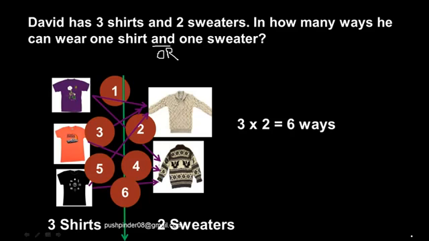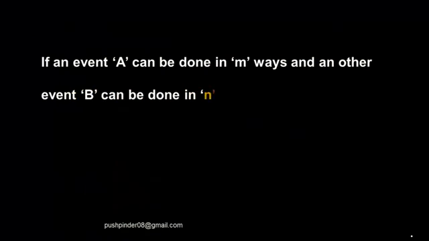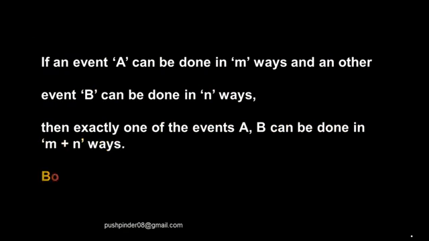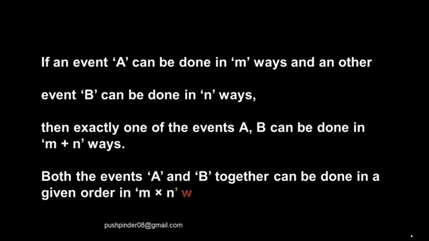If you want to wear either a shirt or a sweater, then there are 5 ways, and if he wants to wear a shirt and a sweater, then there are 6 ways. Right? So I hope everyone is understanding that if event A can be done in m ways and event B can be done in n ways, then exactly one of the events can be done in m plus n ways. If events A and B together can be done, it is m into n ways. So I hope everyone is understanding. Till now it's pretty basic stuff. You must be knowing all this even before watching the video.